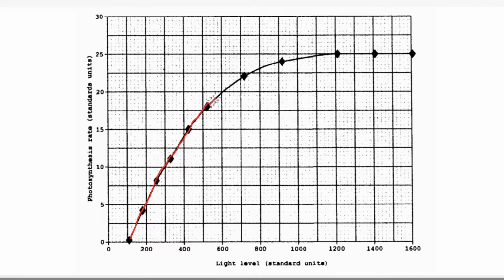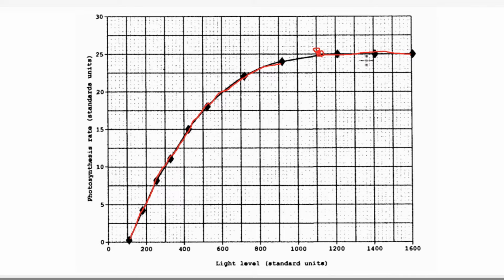Now, at a point, we'll see here that, especially after about 1100 standard light units, the graph sort of tapers or plateaus. So at this point here, light is no longer the limiting factor, because if we add more units of light, it is not increasing the rate of photosynthesis. So the light is no longer limiting the rate of photosynthesis.